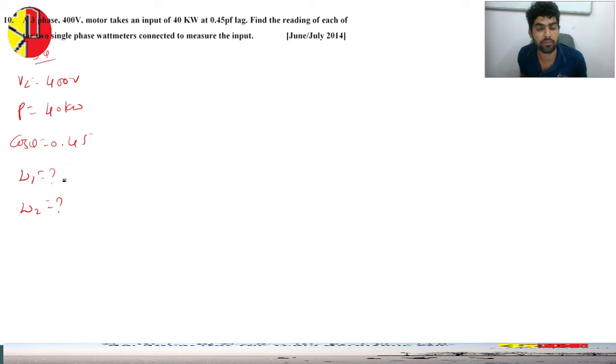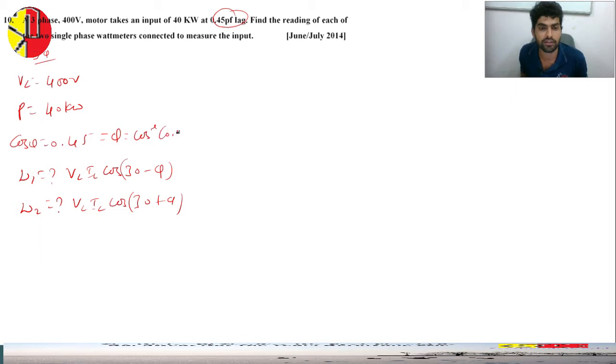So what is the formula for W1? VL IL cos(30 minus phi), and W2 is VL IL cos(30 plus phi). If it is a leading power factor they mentioned, it means you have to interchange the formula, here plus, here minus. Okay, so I'll be calculating phi now. Phi directly can calculate, right? Phi is equal to cos inverse of 0.45. You will get 63.2 degree, right?